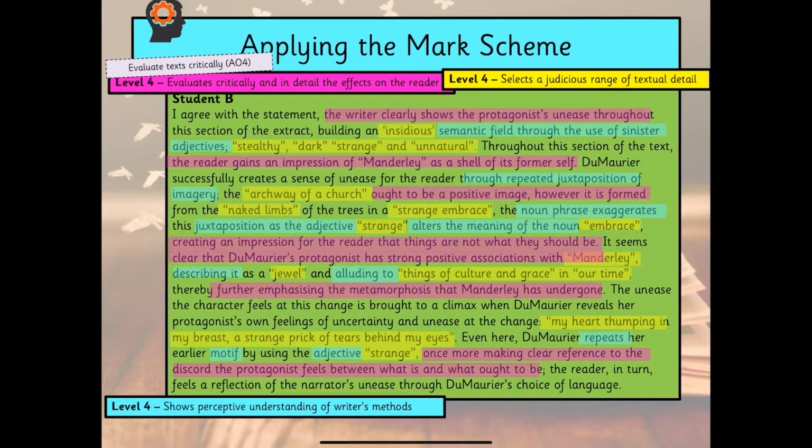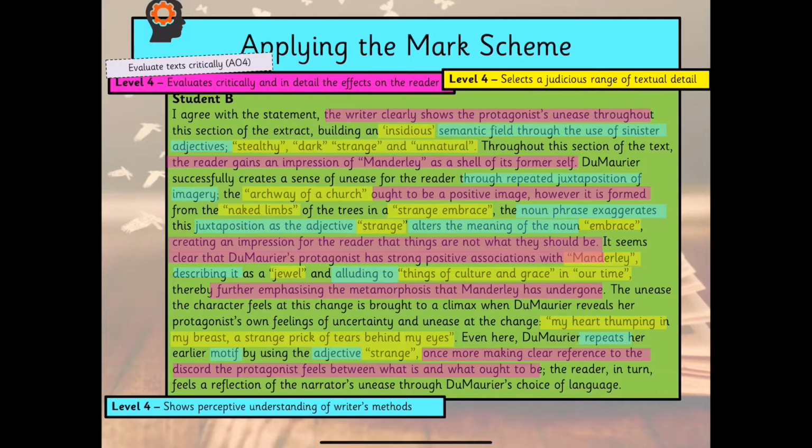"A noun phrase exaggerates this juxtaposition as the adjective strange alters the meaning of the noun embrace, creating an impression for the reader that things are not what they should be." It just reads very, very fluently. There's no sense that they are forcing this terminology in.